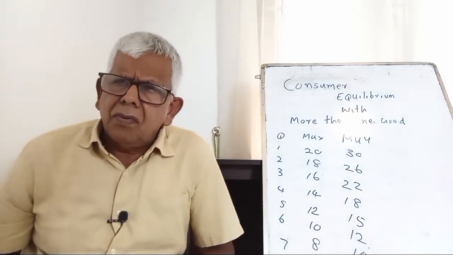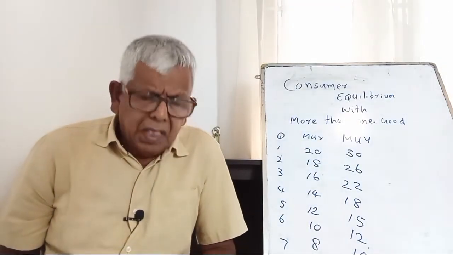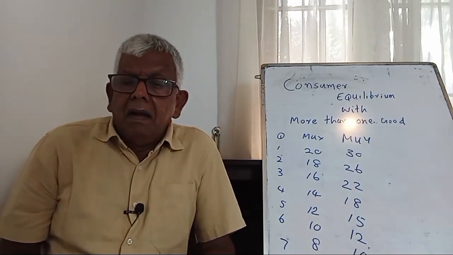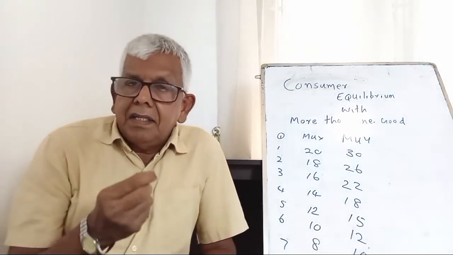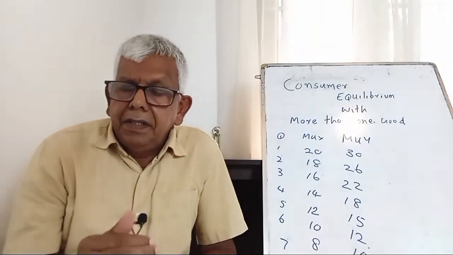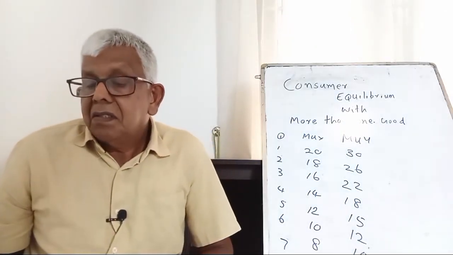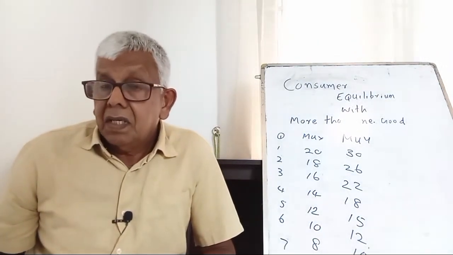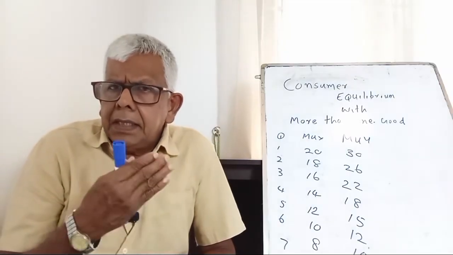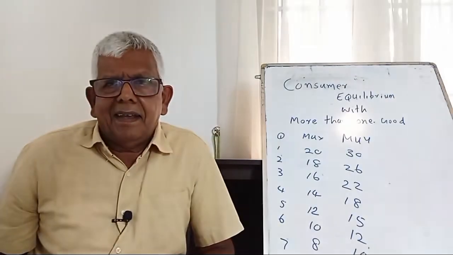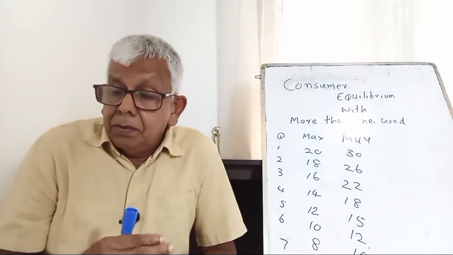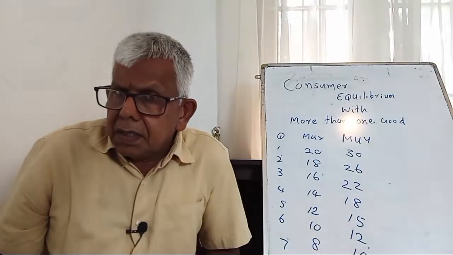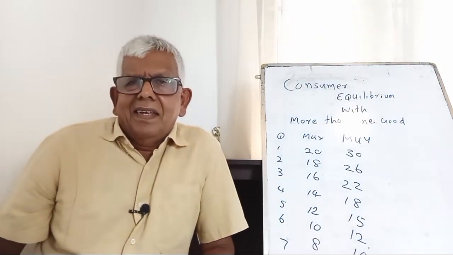We know TU equals a function of quantity, no? And MU equals delta TU divided by delta Q. MU is marginal utility. Delta TU is the change in total utility. Delta Q is the change in the number of units consumed.